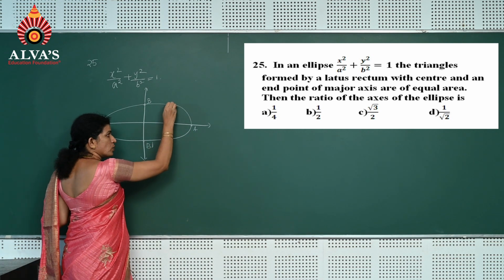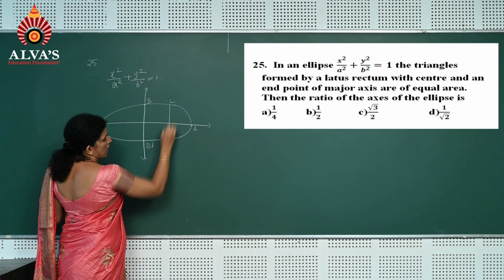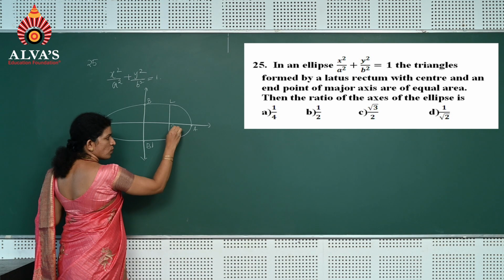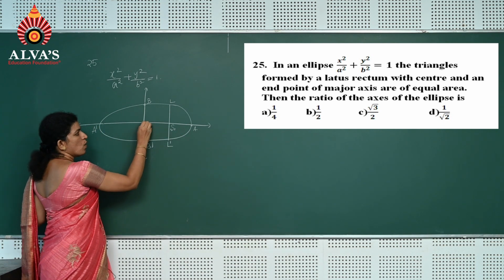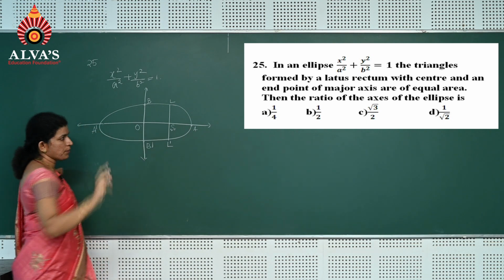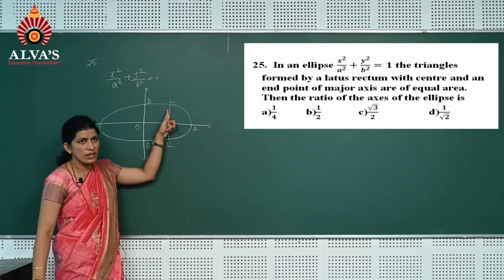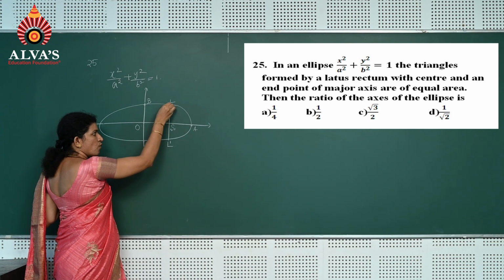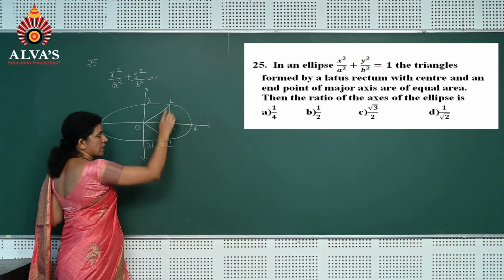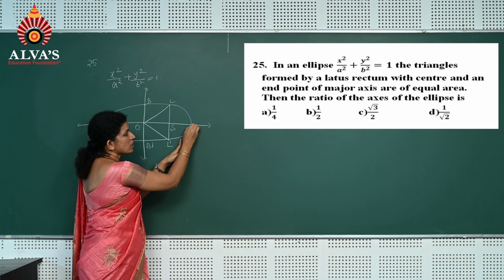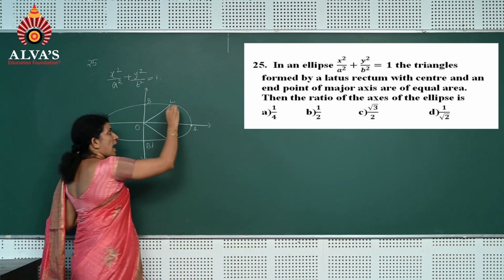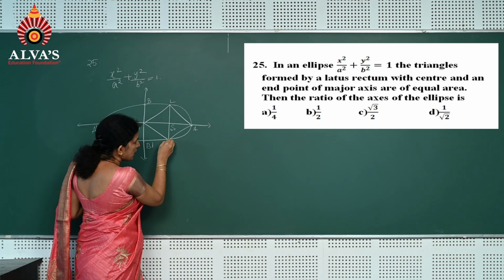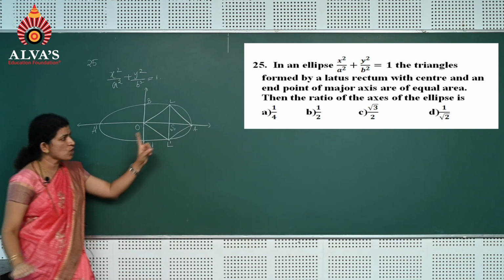Suppose this is the latus rectum. Take LL' to be the latus rectum. As we know, the latus rectum passes through the foci. Take S1 as one of the foci. O is the center of the ellipse. Come to the question. The triangle formed by the latus rectum with the center and the extremity of the major axis, or end point of the major axis. A is the end point of the major axis. These two triangles are of equal area.